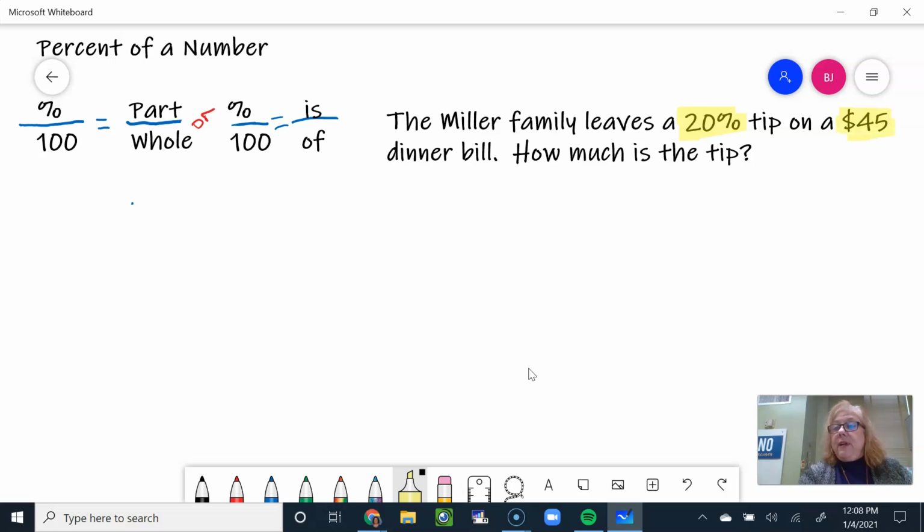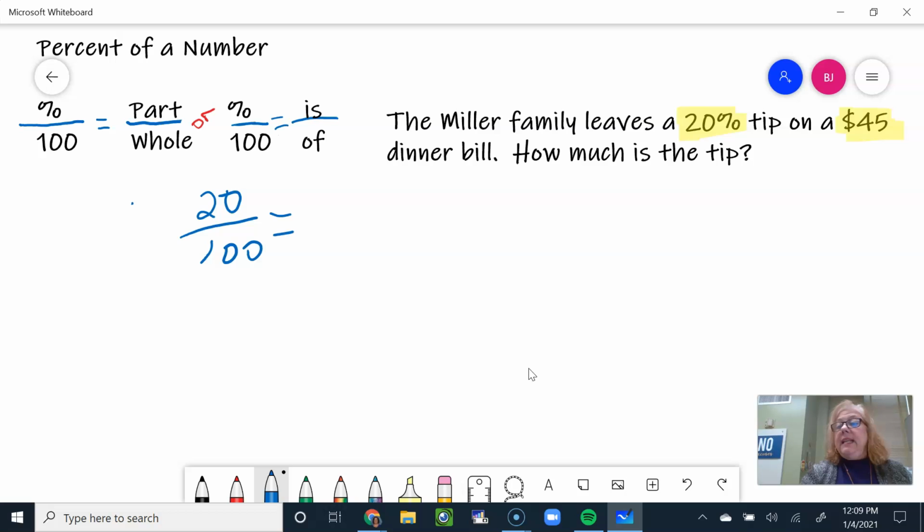on a $45 bill. So we have to figure out where are these two numbers going to go in our problem over here, in our formula? Remember I told you guys if you know 2 of the parts of the formula, then you can always figure out the third part because we always know that 100 goes at the bottom. So first of all, it says the Miller family leaves a 20% tip, okay? So they're trying to figure out how much is this tip. So 20% would be our percentage. So we're going to put 20 over 100.